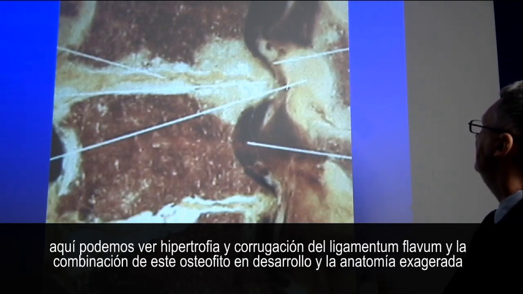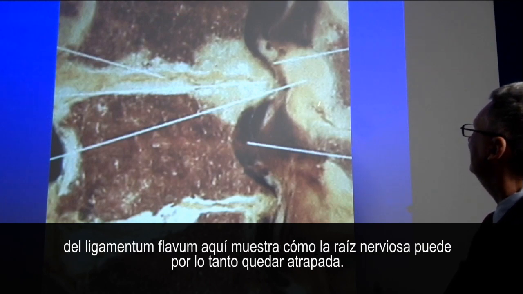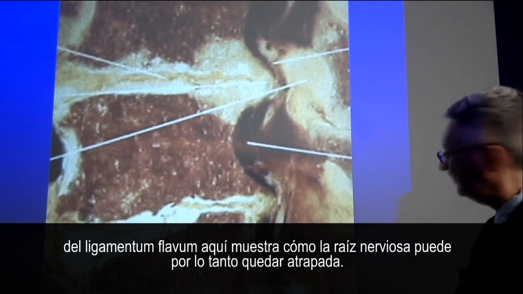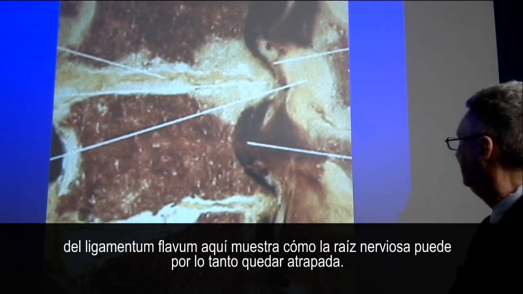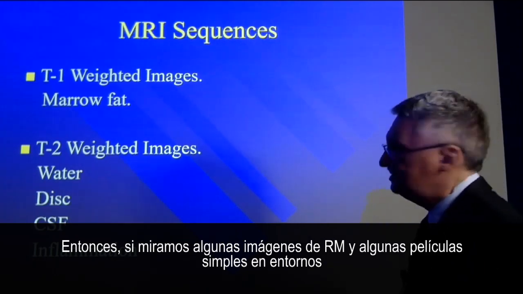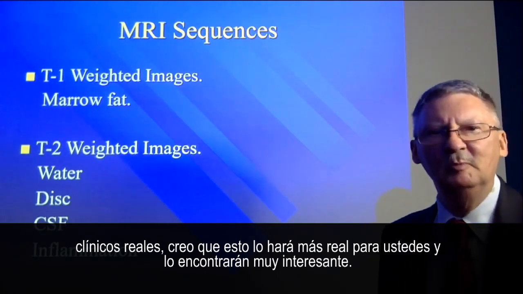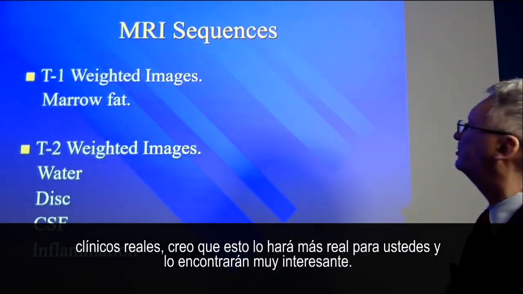And here we can see a hypertrophy and corrugation of the ligamentum flavum, and the combination of this developing osteophyte and the exaggerated ligamentum flavum anatomy here shows you how the nerve root can therefore be entrapped. So if we look at some MR images and some plain films in real clinical settings, I think we'll make this real for you, and you'll find it very interesting.